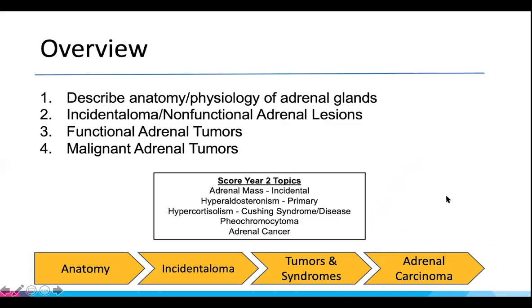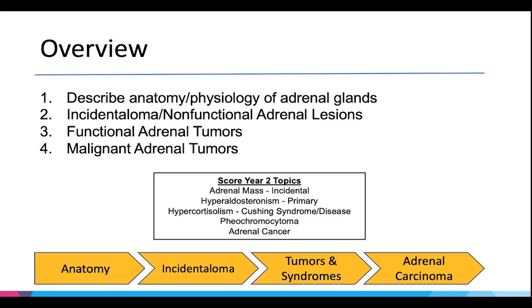So overview. The year 2 topics for SCORE, I think they're actually the same as year 1 and year 2 for adrenal, pituitary, endocrine: adrenal mass, incidentaloma, hyperaldosteronism, hypercortisolism, pheochromocytoma, and adrenal cancer.